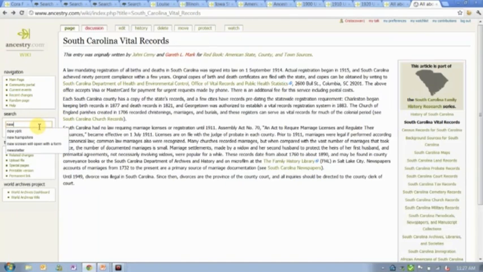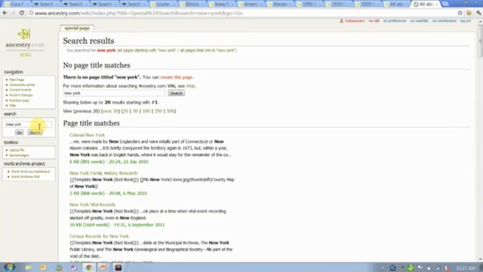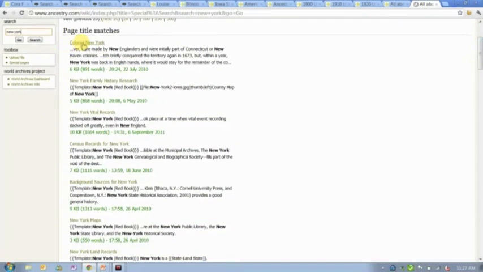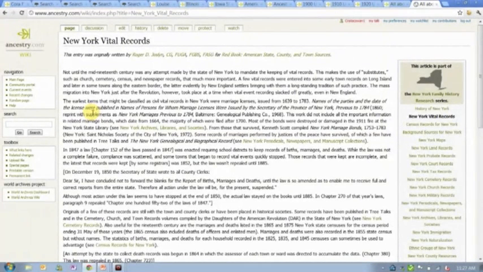Let's look at one more article really quickly. We won't go through it at the level of detail that we just did for South Carolina, but again, the point is just you may notice I didn't go back to the original click on your state. I just over here in this search box typed New York because I want to know what records exist that'll tell me about New York. And then I get search results here. I can see Colonial New York, New York Family History Research, New York Vital Records, right? That's probably the one that I'm interested in.